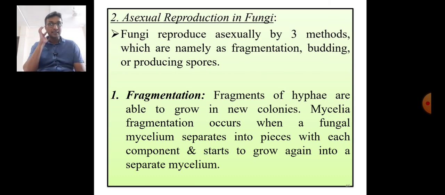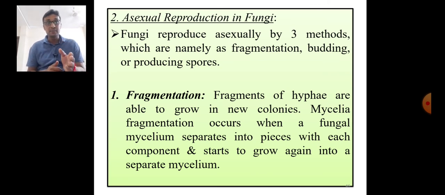तर आता इथे या पॉईंटमध्ये लक्षात घ्या तुम्ही फ्रॅगमेंटेशनमध्ये काय होत आहे. फ्रॅगमेंट्स ऑफ हायपी, जे ब्रांचिंग फिलामेंट सारखं फंगस सेल आहे त्याचा फ्रॅगमेंट, त्याचा स्मॉल पीस. Fragments of hyphae are able to grow in the new colonies. Mycelia fragmentation occurs when a fungal mycelium separates into pieces with each component. जेव्हा एक फंगल मायसेलियम किंवा फंगल सेल हायपी पासून सेपरेट होतो, when it gets separated out in the form of a small piece, then it starts to grow again into a new separate mycelium, and in this way it leads to the formation or reproduction of the new fungal cell.